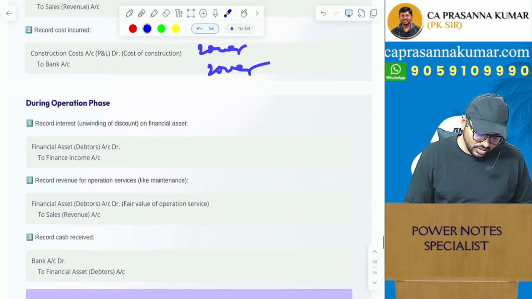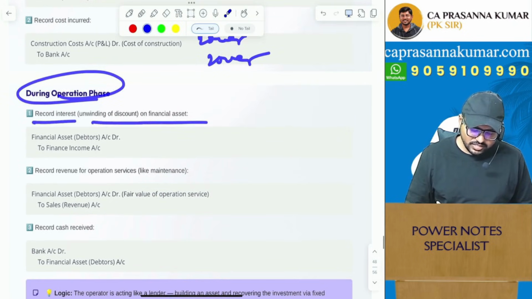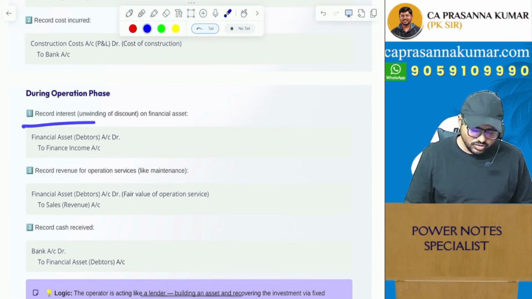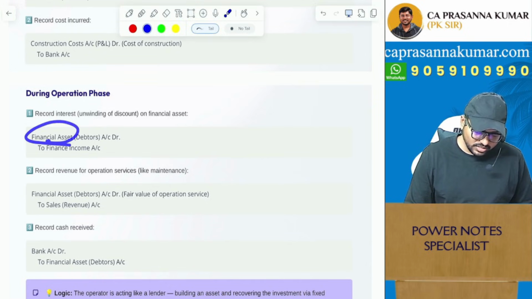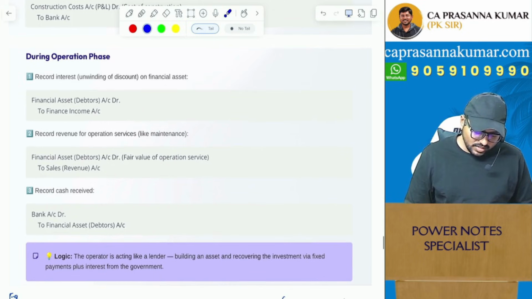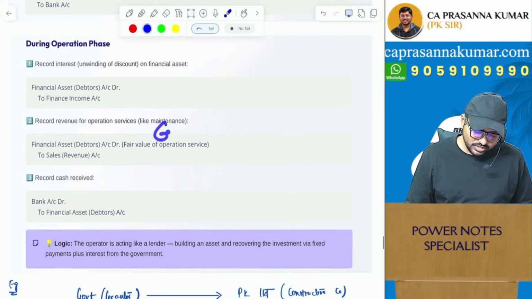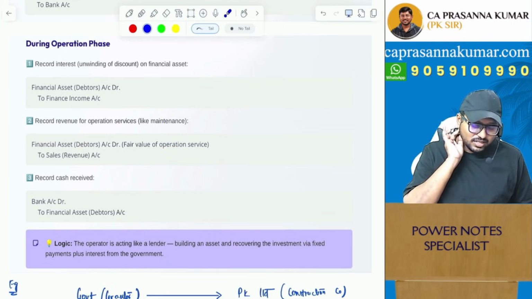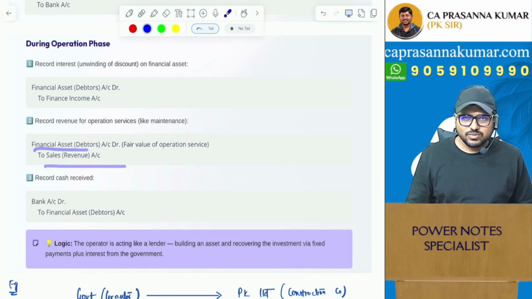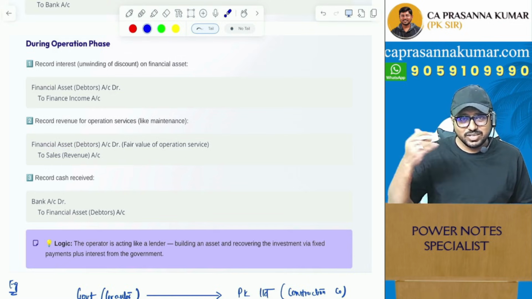Clear? Next. During the operation phase, record interest, that is unwinding of discount on financial asset. So you need to record interest, which will increase your financial asset, obviously. So financial asset debit to interest income. Then record revenue for operation services as well, because you're going to maintain the road for another 7 years. For that also the government has to pay you money, which is 60 crores in our example. That will also increase your right to receive money, right? So therefore financial asset debit to revenue.